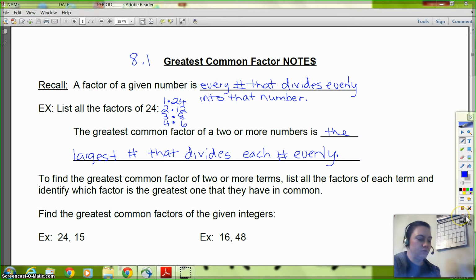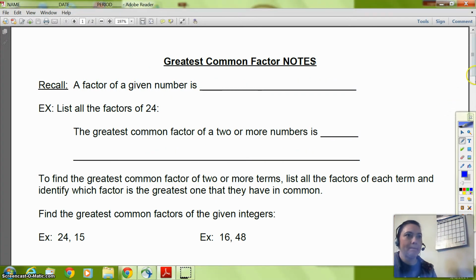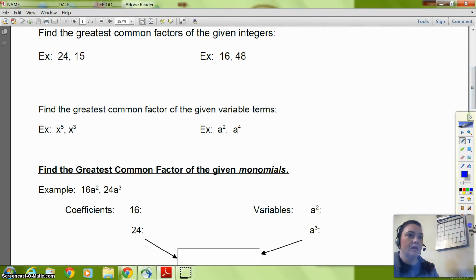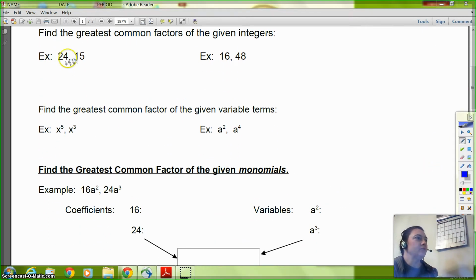Okay, I'm going to move my page down. Okay, and it says find the greatest common factors of the given integers. I like to use the ladder method. Instead of listing the factors for each one, I'm gonna draw a ladder here, and I'm gonna look at 24 and 15, and I'm gonna start with 2.